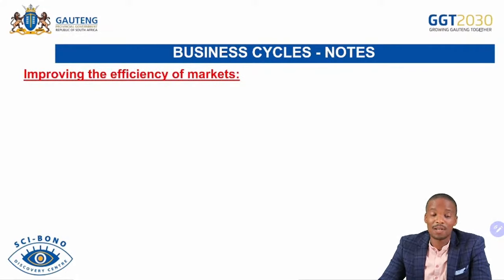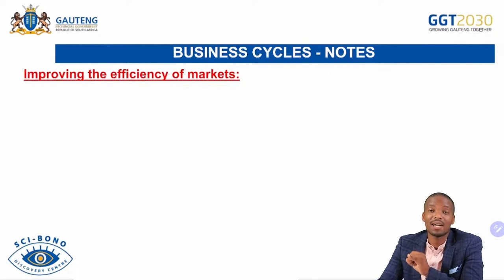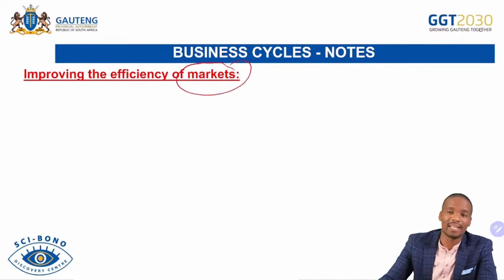Remember, I said to you the supply side policies consider three factors. Number one, we said that is the reduction of cost of production. Number two, improving the efficiency of inputs. Number three, now it is improving the efficiency of markets.